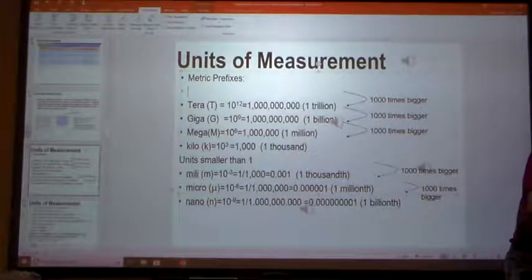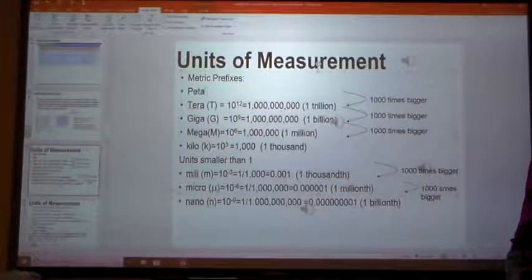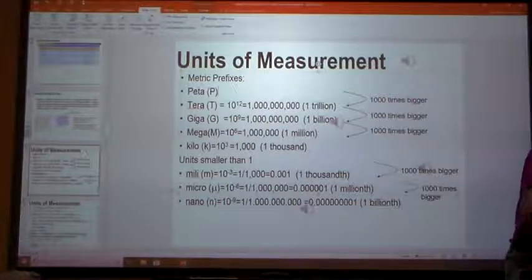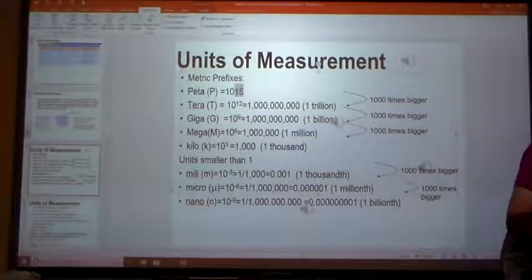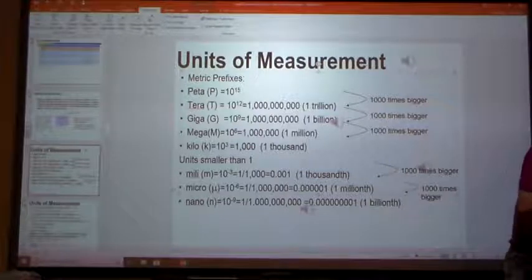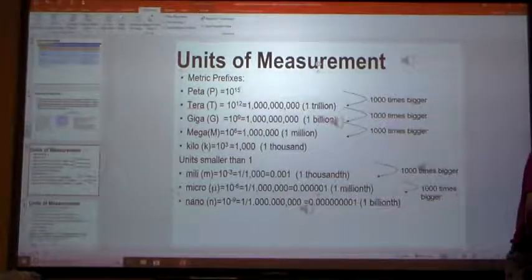Sorry, I made a very bad mistake here. And then peta is the biggest one, okay? P. Peta is actually the bigger one, 10 to the power 15. Alright, sorry about that. I just edited these slides and I actually made a bad mistake.